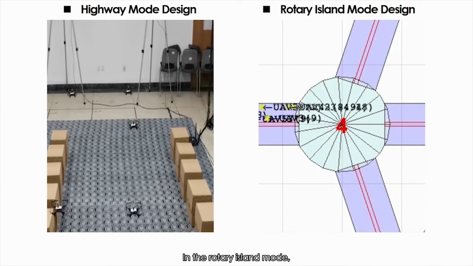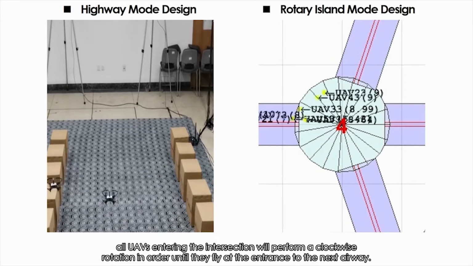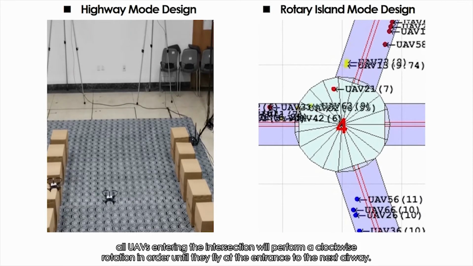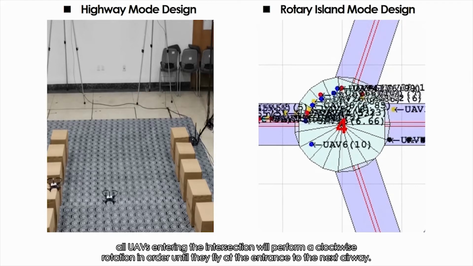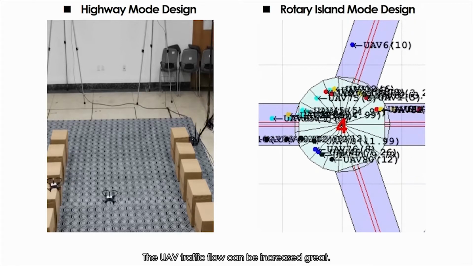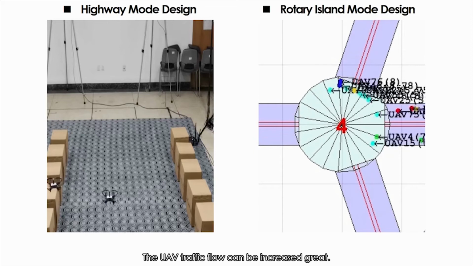In the rotary island mode, all UAVs entering the intersection will perform a clockwise rotation in order until they fly at the entrance to the next airway. The UAV traffic flow can be increased greatly.